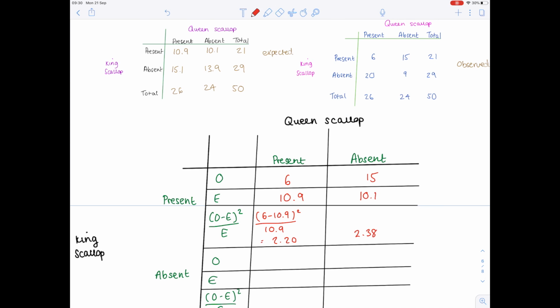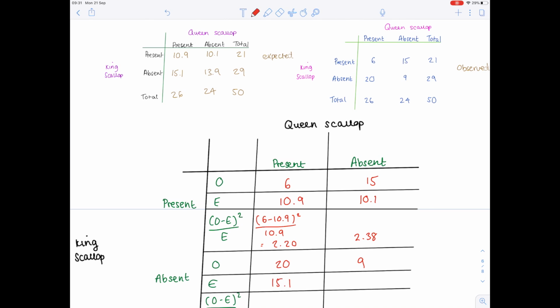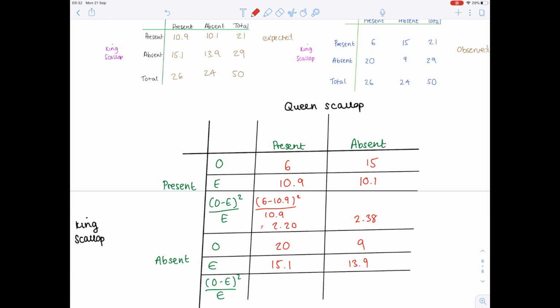Now we're looking at when the King's scallop was absent but the Queen's scallop was present. You can see from here that the observed frequency was 20. They were both absent in 9 cases. Moving across to the left-hand table now, looking at the expected frequency for when the Queen's scallop was present and the King's scallop was absent, we can see that that was 15.1. When both were absent, the expected frequency was 13.9. And then popping it back into that equation, O minus E squared divided by E, 20 minus 15.1 squared divided by 15.1 gives 1.59. 9 take away 13.9 squared divided by 13.9 gives 1.73.